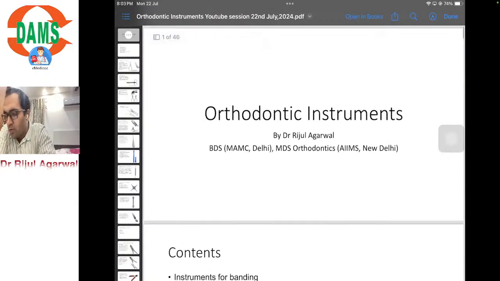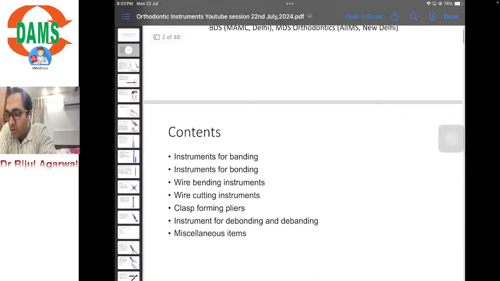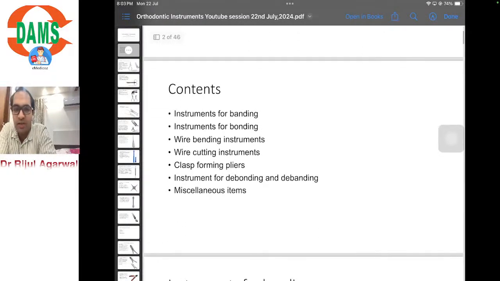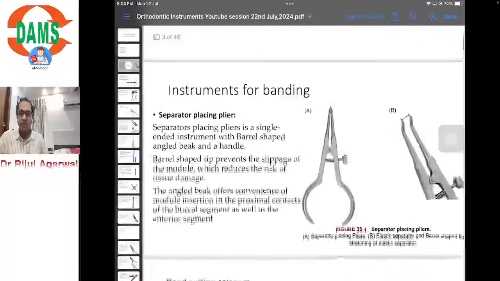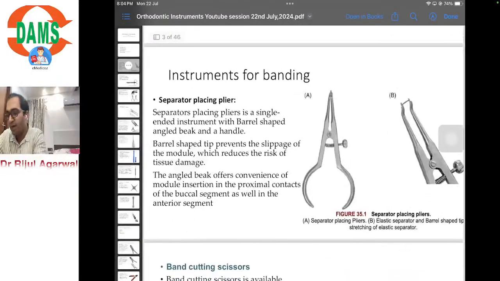Okay. So orthodontic instruments, the way in which they can be summarized or divided are the instruments for banding, instruments for bonding, the wire bending instruments, the wire cutting instruments, the loop forming pliers, the instruments for bonding, debonding and debanding, and some miscellaneous instruments. So beginning with the first one, first is the instrument for banding.